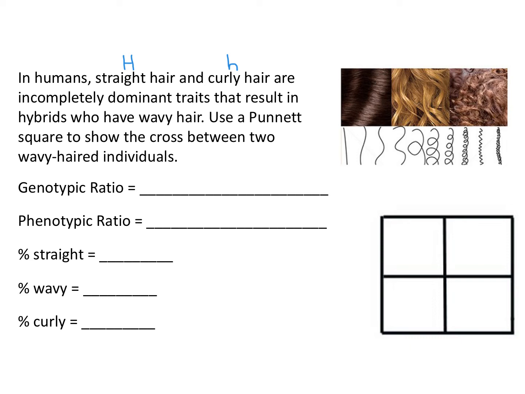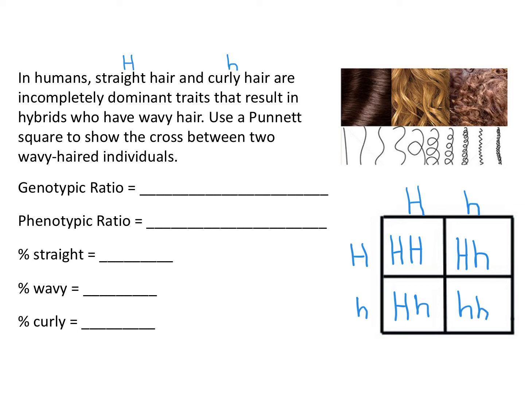So I'm going to go ahead and set up my parental genotypes across the top and down the side. And then I'm going to use the same methodology as last week with complete dominance to fill in my possible offspring genotypes. So I'm bringing the letters down from the top and across from the side. Okay, now that I've done that, I can analyze the results.